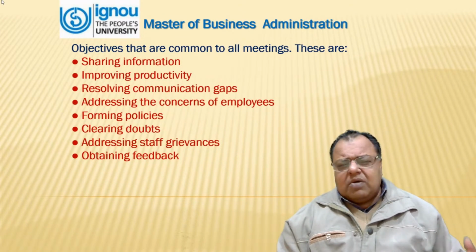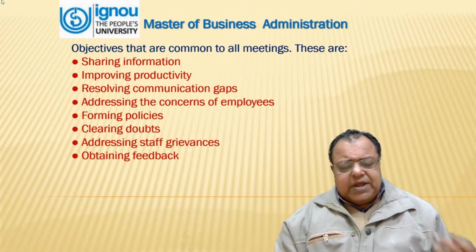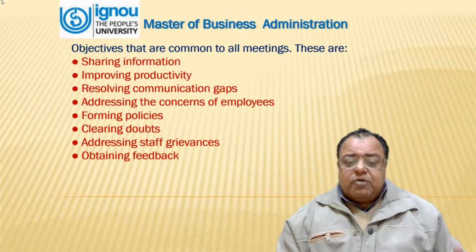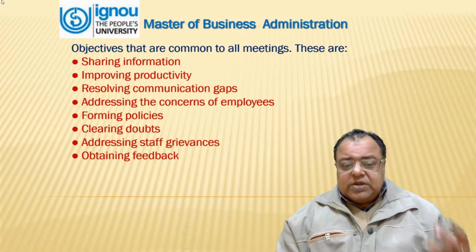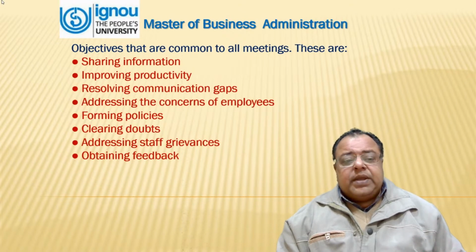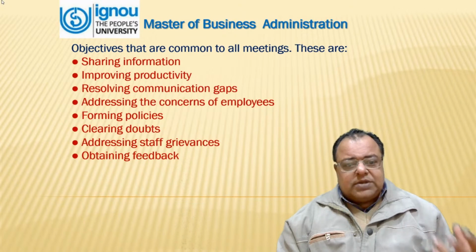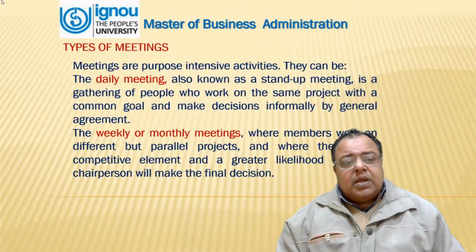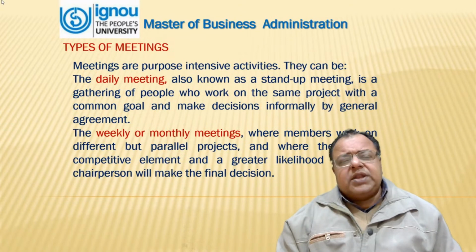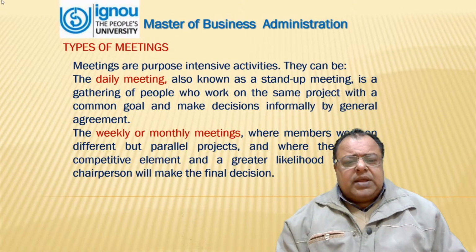What are the objectives of meetings that are common? That is sharing information, improving productivity, resolving communication gaps, addressing the concerns of employees, forming policies, clearing doubts, addressing staff grievances, obtaining feedback. Now we will see what the different types of meetings are.